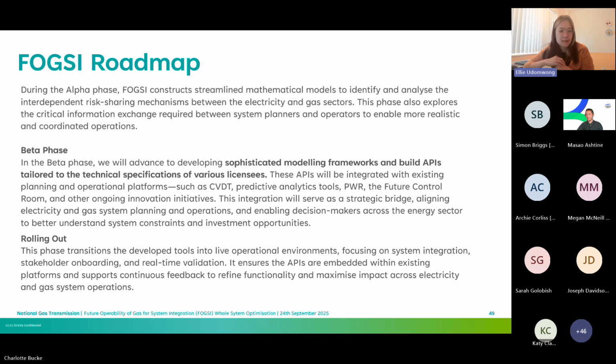So this should be the last one now. Looking ahead, the FOXY roadmap starts with the alpha phase, where we are going to be developing a simplified mathematical model to analyze the risk that is currently being shared between the electricity and gas sectors. But in the beta phase, we are also going to be developing the advanced modeling framework and start building the API to tailor the technical specification in the various network licensing. This API will be integrated into existing planning, serving as a strategic bridge between electricity and gas planning in the future as well.